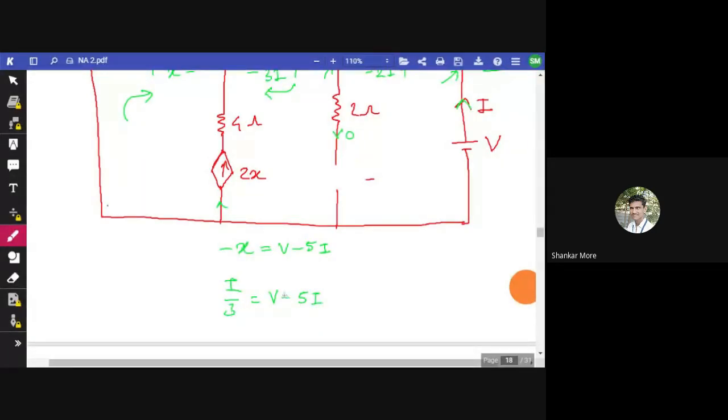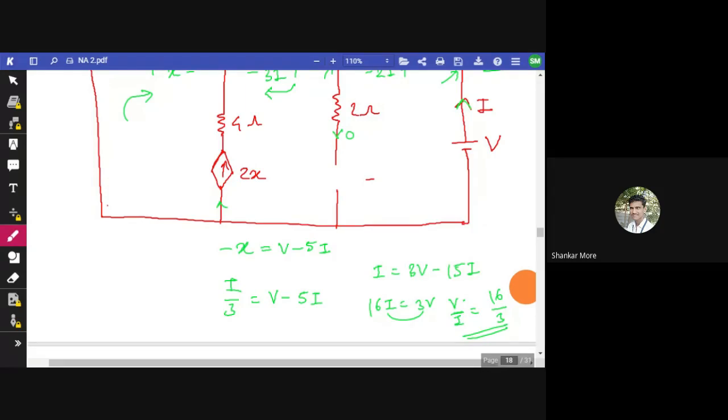All right. Now 3 goes here. So I is equal to 3V minus 15I. 15 goes here. Okay. So it will be 16I is equal to 3V. I goes here, 3 goes here. So V by I is equal to 16 by 3. And which is our RTH. V by I is RTH, R. V is equal to IR, so V by I is equal to R. So this is how we calculate RTH.